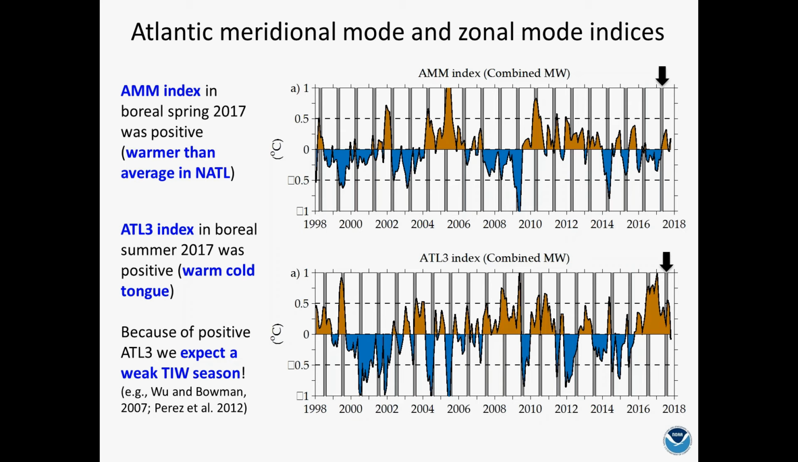the reasoning, the mechanism behind that: when you have weaker trade winds, you have a warmer cold tongue, but when you have weaker trade winds, you have weaker currents, and so you have weaker shears. And so the mechanism that generates and sustains TIWs, which is those shears, is also weak. So that's the link between warm temperatures and a weak TIW season.